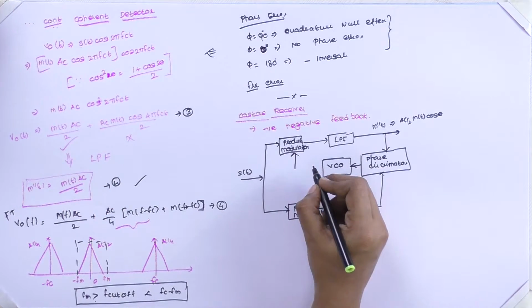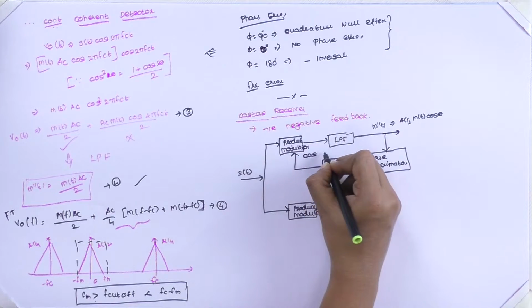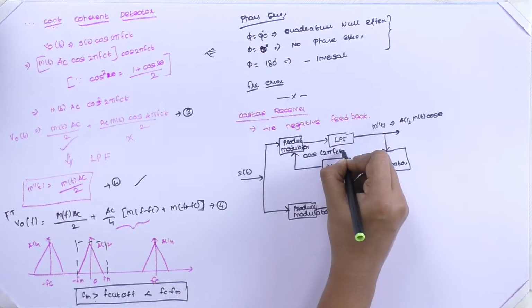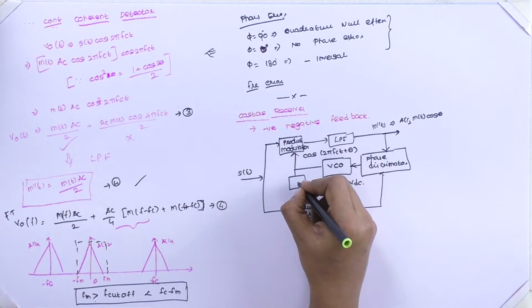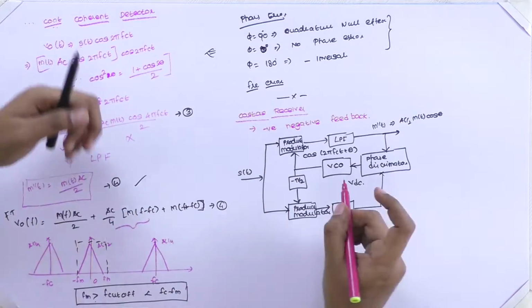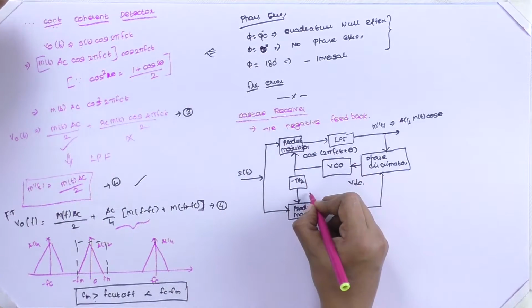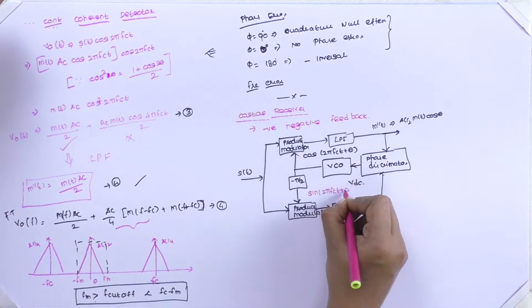And here is the important part. This voltage controlled oscillator will give the output as cos of 2 pi fct plus theta, and here we are using the minus pi by 2 phase shifter and then applying it to the product modulator. Therefore, our cos of 2 pi fct plus theta will become sin of 2 pi fct plus theta.